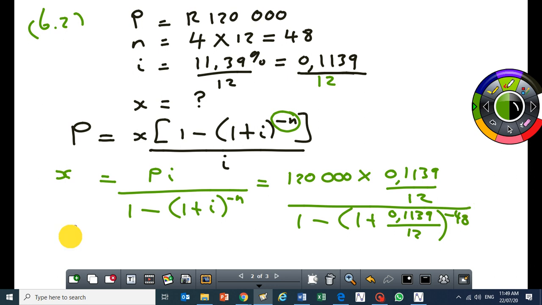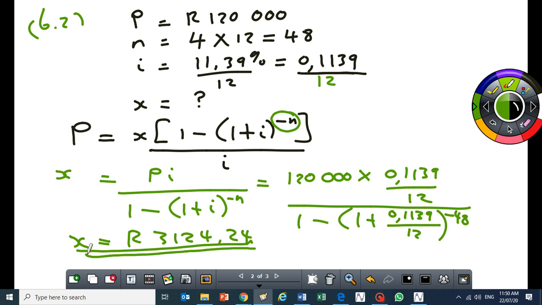So what answer do you get for your x? The person has to pay 3,124 rand and 24 cents per month for 4 years in order to pay off that loan. So it's very straightforward and it's also simple as well.